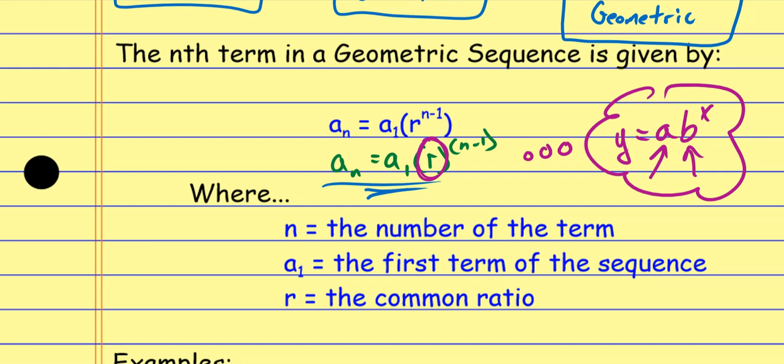And so you could really approach every single one of these doing y equals a times b to the x instead of using this formula. It gets a little bit tricky in terms of this n minus 1 thing, all right? But that's just something we kind of have to deal with as we go, all right?